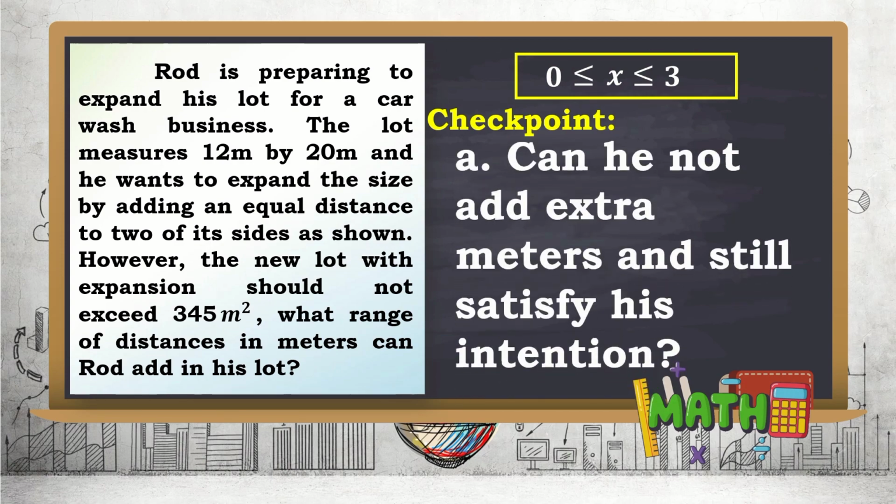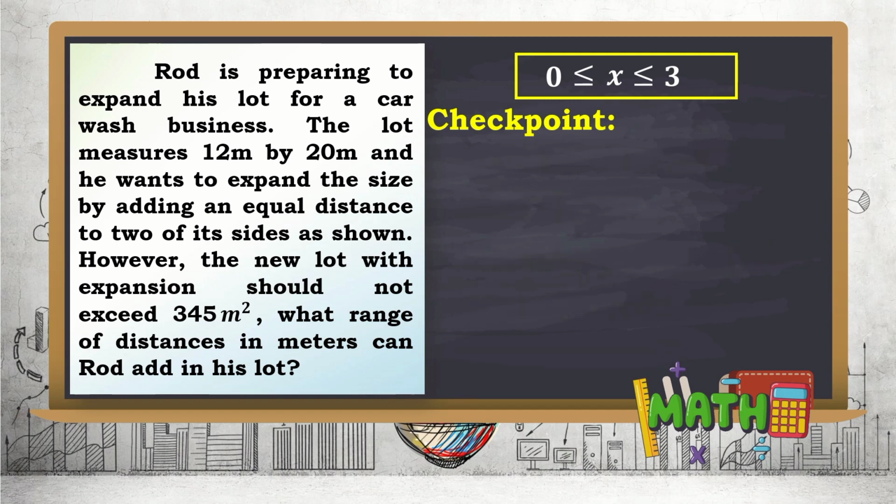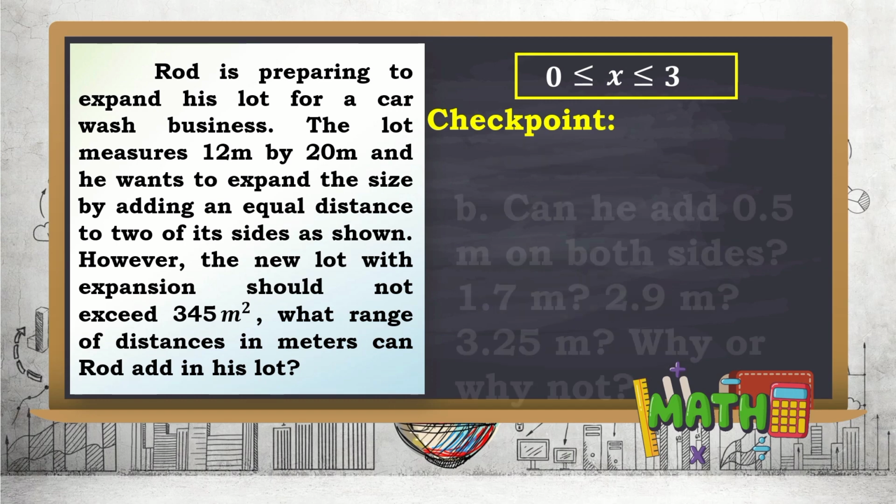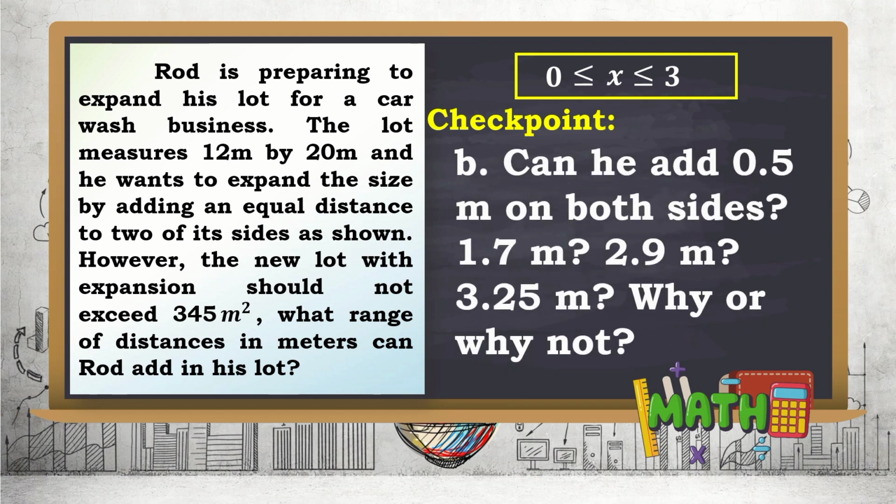Can he not add extra meters and it still satisfies his intention? Can he add 0.5 meters on both sides? 1.7 meters? 2.9 meters? 3.25 meters? Why or why not?